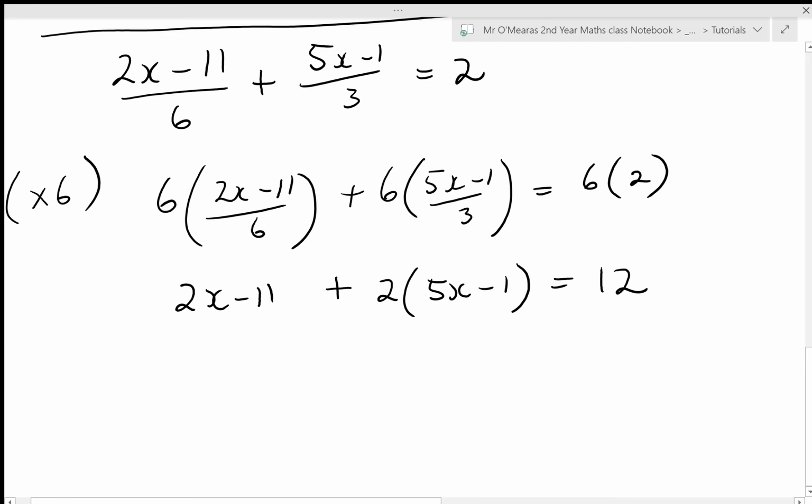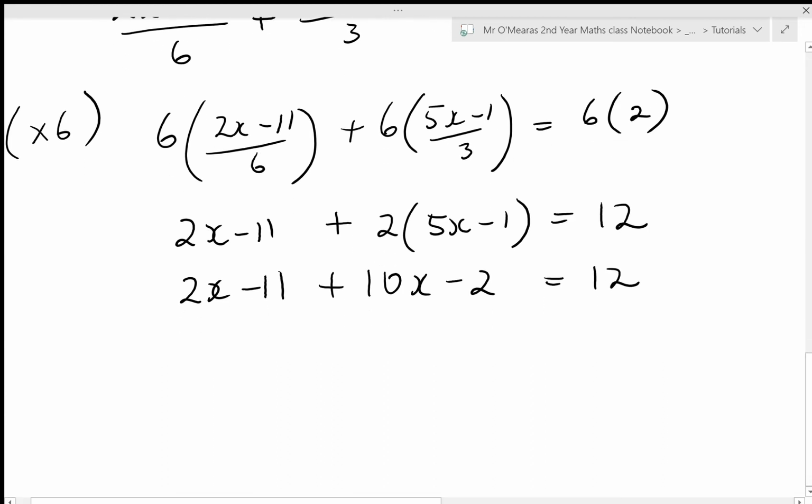Now we've seen this before. We need to eliminate the brackets, so we do that by expanding them. We have 2x minus 11 plus 10x minus 2 equals 12. Again, you just do one step at a time. Don't try to do 3 or 4 things at once. You reassess every time. Next, can we simplify this before we move further? Yes, we've got like terms. We've got 2x and 10x, that's 12x. We have minus 11 and minus 2, that's minus 13. And we still have the 12 over there.